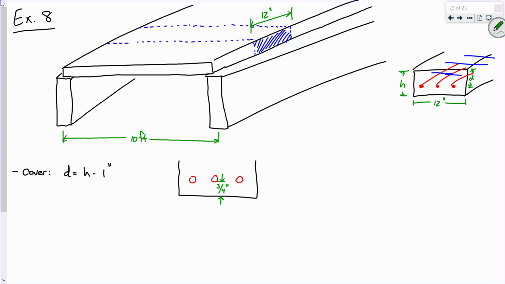But the effective depth goes to the center, right? Like that would be the distance d. So I can't take h minus 3/4 of an inch because the center of the rebar would go down and I wouldn't be meeting that requirement. So just to keep it simple, let's just go h minus 1 inch. Is everybody all right with that? Okay. All right, so I didn't want to just throw that out there. I wanted that to make sense.